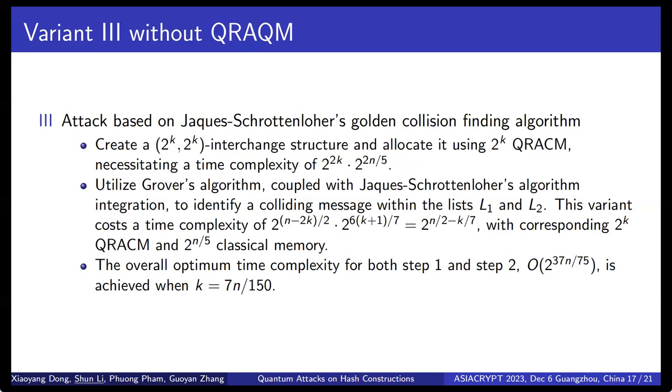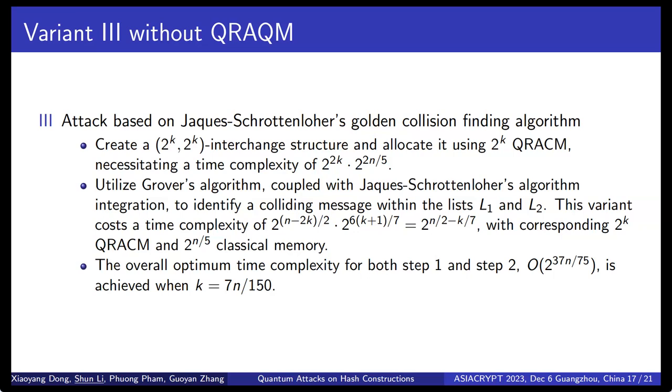For the attack without QRICM, we are based on the golden collision finding algorithm. The first step is similar to the second variant. And in the second step, we utilize Grover's algorithm coupled with the golden collision finding algorithm integration to identify a collision message within the lists L1 and L2.